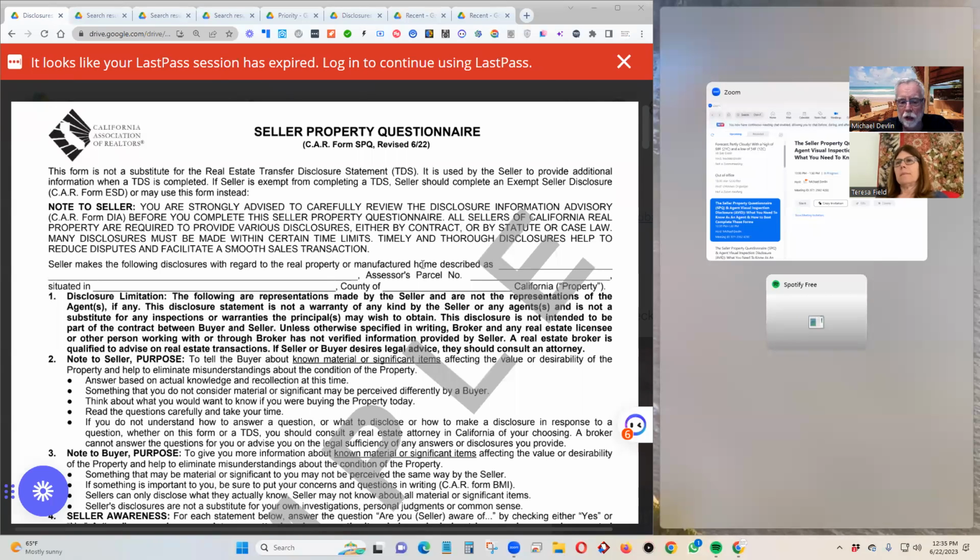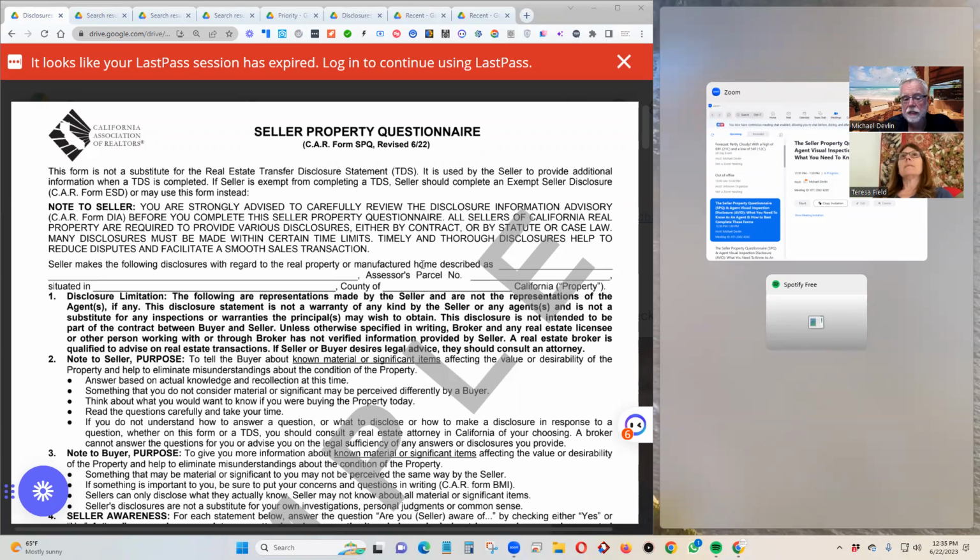Now, one of the things that I've included in, and I'm going to go to these links, it's in a document, is that from the real estate agent's point of view, sometimes the biggest challenge involving the transfer disclosure statement and the seller property questionnaire is how exactly do you get the seller to fill it out, right? I mean, what exactly do you do?